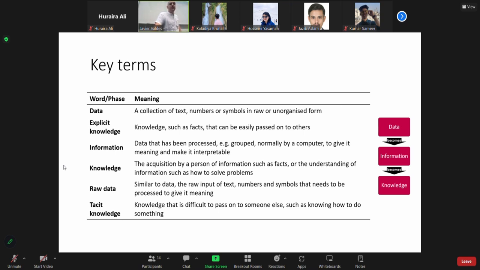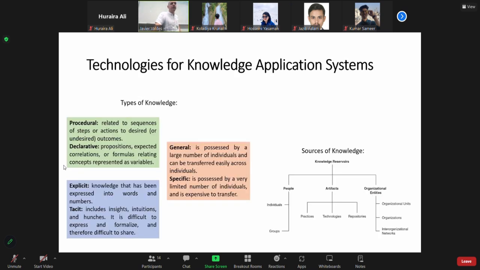So explicit knowledge, we can also have a look here. You have different types of knowledge based on 3 different characteristics. It can be general or specific, it can be procedural or declarative, it can be explicit or tacit. And you have different kinds of knowledge. So how is this related to a real environment?